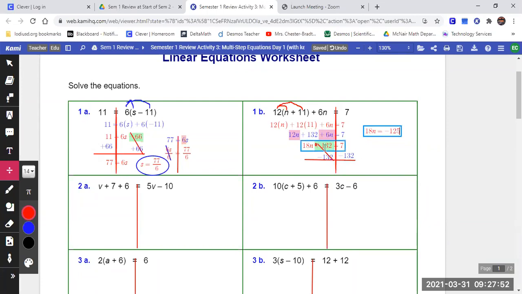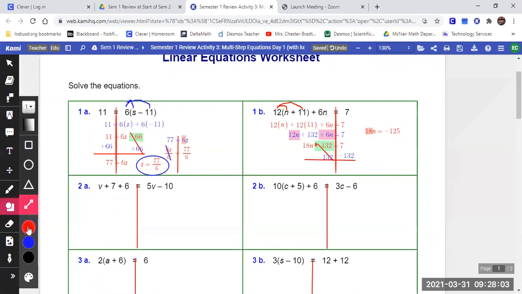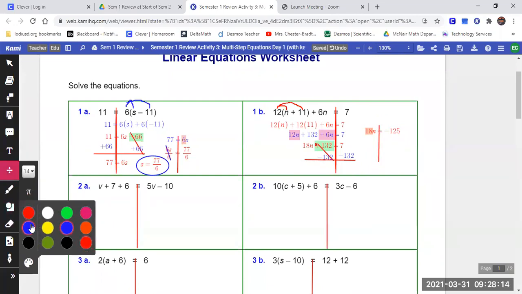Okay. And I have to undo this multiply times 18. So how are we going to do that? How are we going to undo multiply times 18 so it becomes the number 1? Because anything divided by itself is 1. How are we going to undo that multiply by 18?